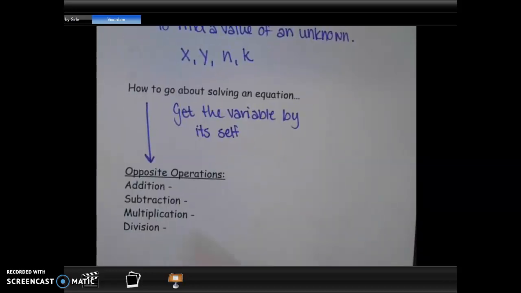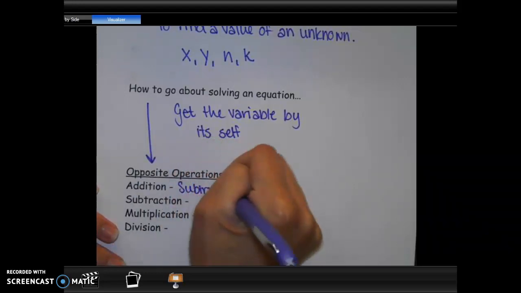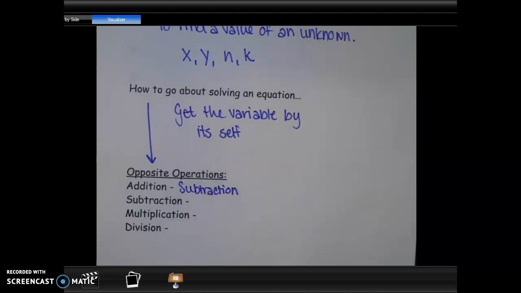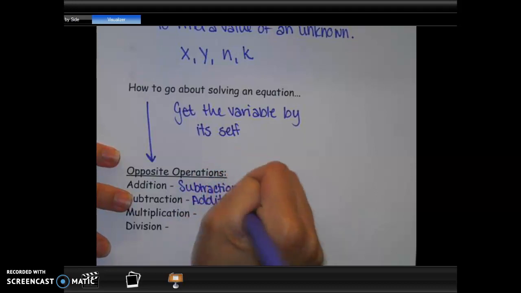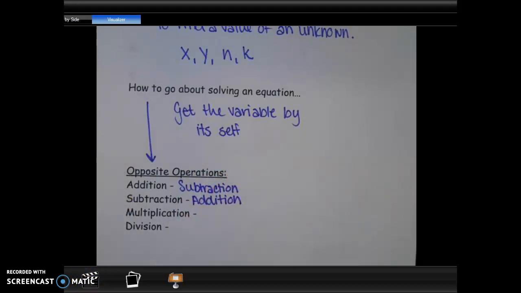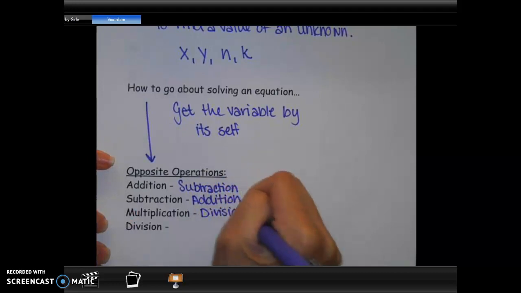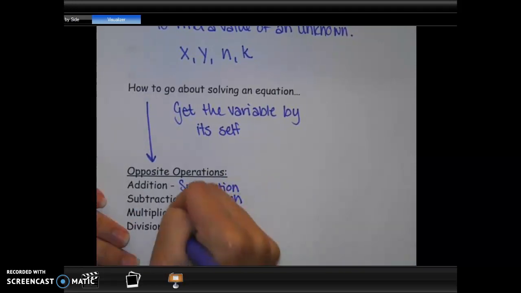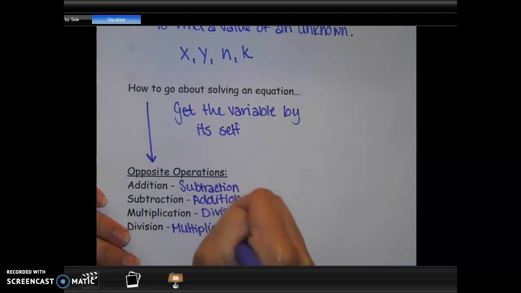So that means if you see addition happening, you're going to do the opposite to get rid of it, to get it by itself. That would be subtraction. And if you see subtraction happening, you're going to do the opposite, which would be addition. Sorry about that, guys. All right, and if you see multiplication happening, you're going to use division. And of course, if you see division, you're going to use multiplication. And I'm going to give you plenty of examples of doing opposite operations.